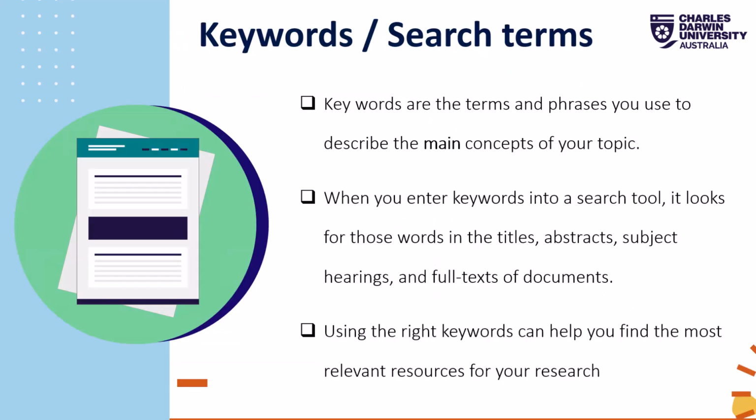Let's move on to looking at keywords or search terms that can help you build your search strategy. Keywords are the terms and phrases you use to describe the main topic. When you enter keywords into the search box, it will search across the fields that you ask it to. Using the right keywords can really help you find the most relevant sources related to your search and can help you narrow down the results you get for a systematic review.